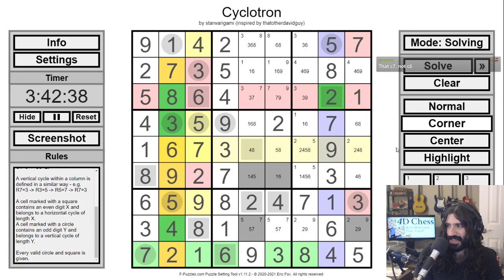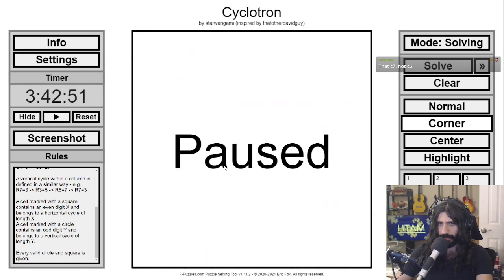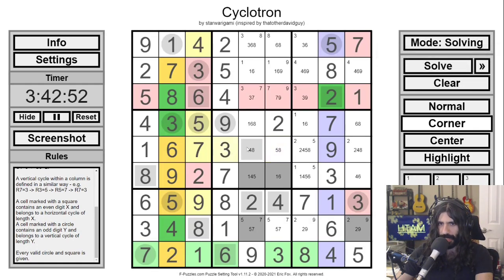That C7, not C6. Oh, did I mess up? Hold on, everyone shut the front door. What did I do? I messed up. Okay, hold on. Oops, didn't mean to do that. Okay. Let me trace out... Never mind. I didn't mess up.